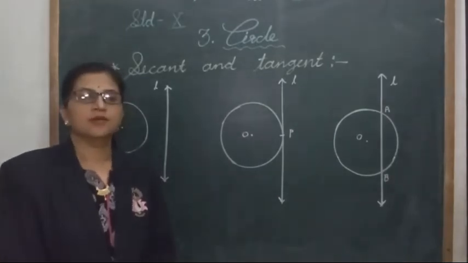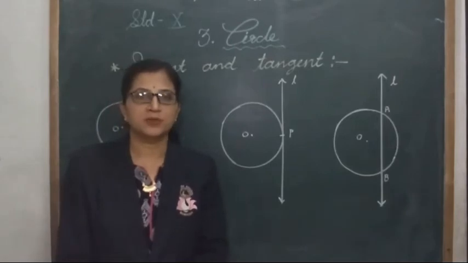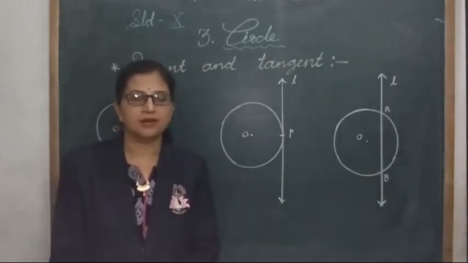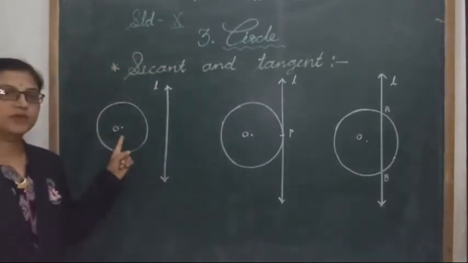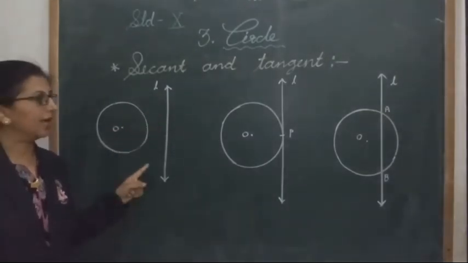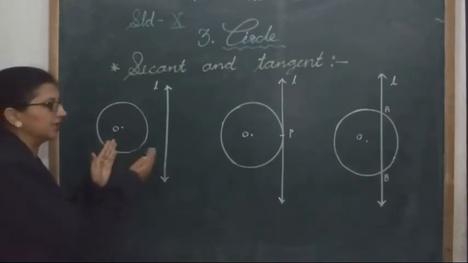So friends, from this example you might have come to know what a tangent line is. The tangent is quite related to our real life. Now here you can see a circle with a center O. Near this circle there is a line L. There is a distance between the circle and the line.